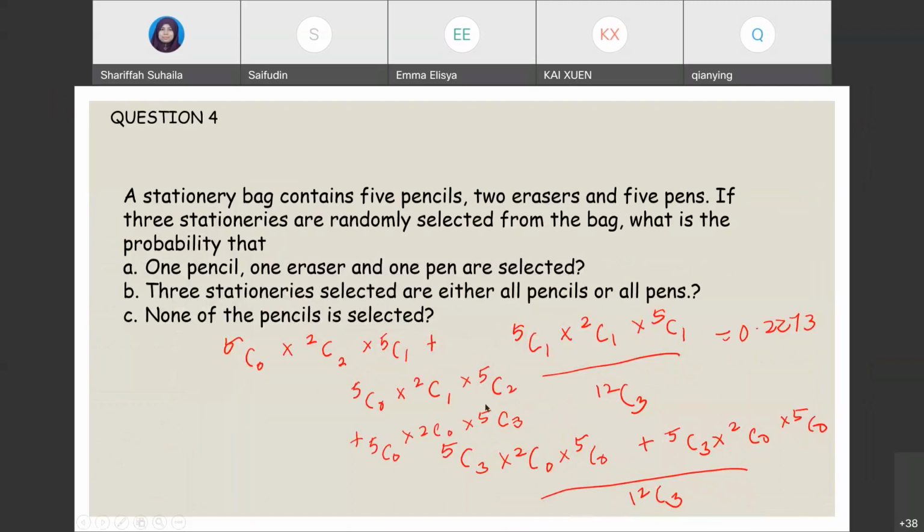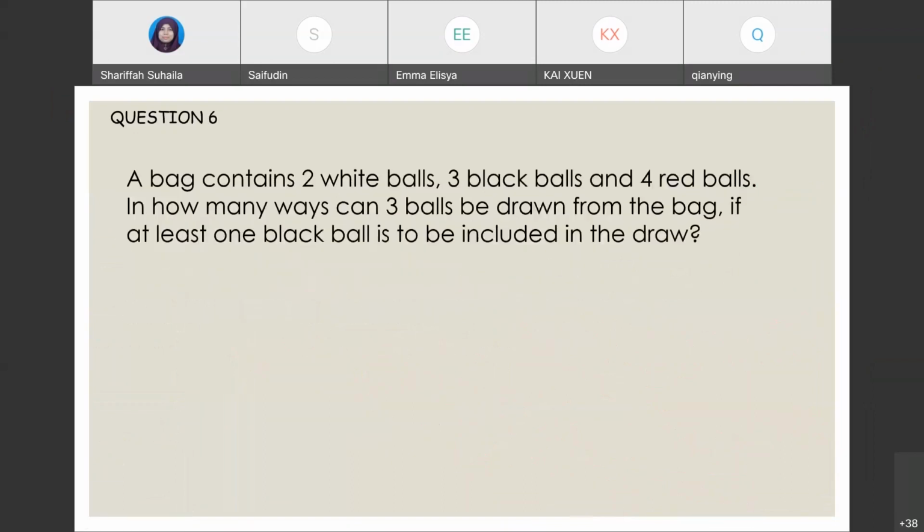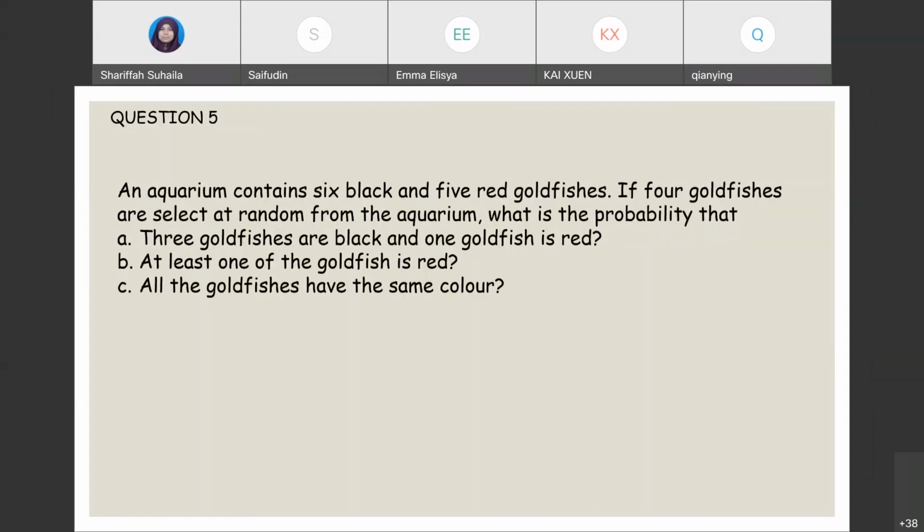Okay, so again, for combination, ada 2 lagi soalan. Let's try this one.